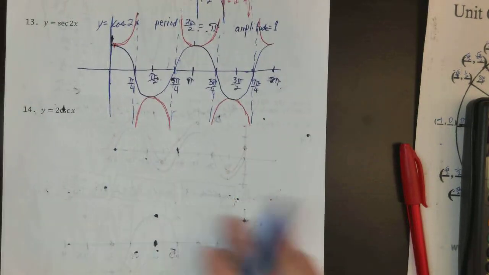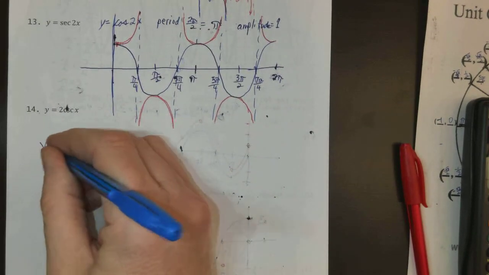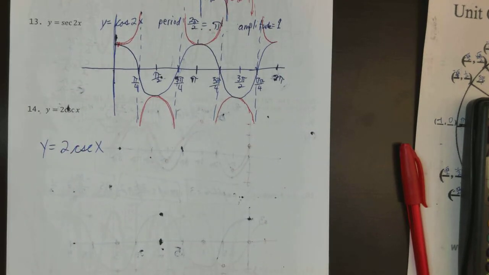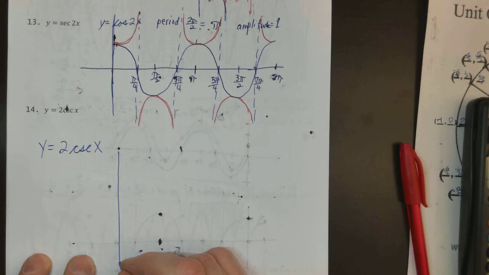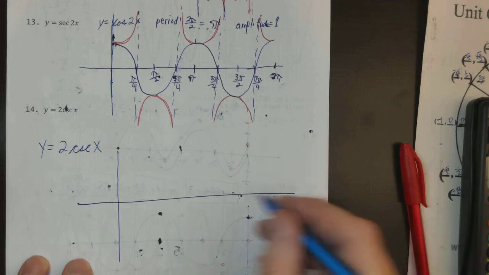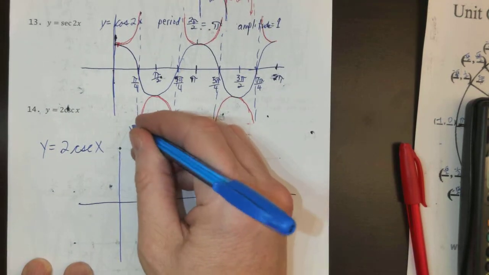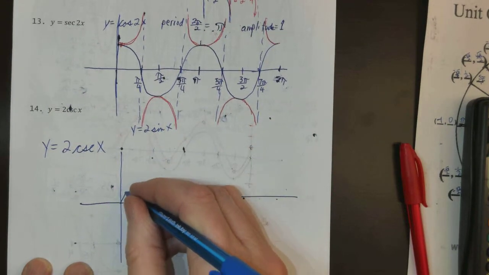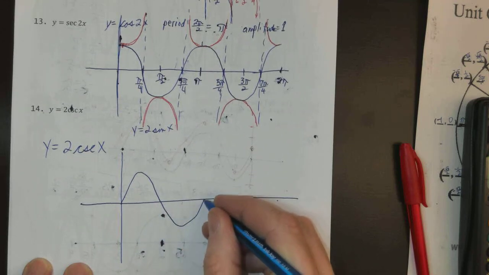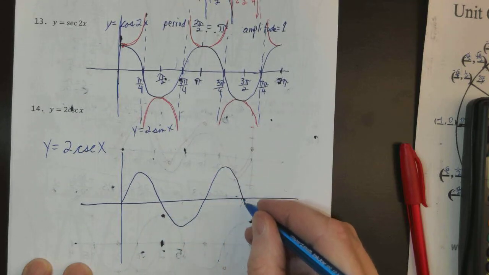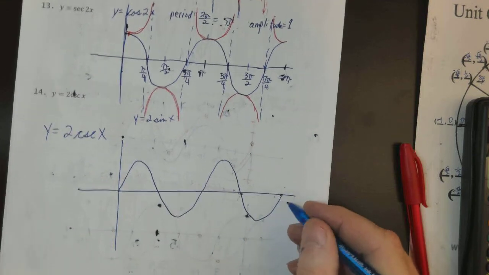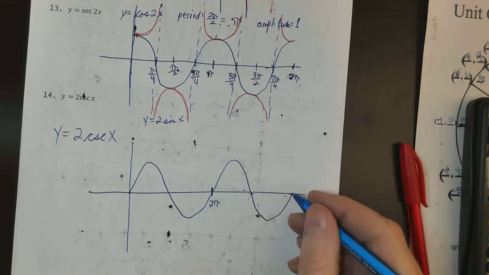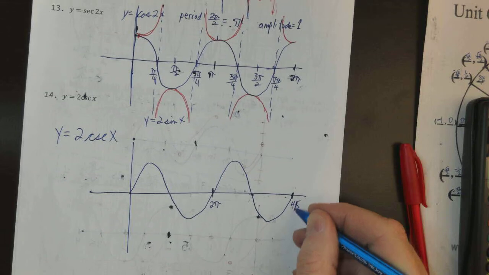Now, we're going to write y equals 2 cosecant of x. I'm going to make my amplitude 2. So I'm graphing y equals 2 sine of x. And we'll come up. So I'm drawing a sine curve. There's one. We are supposed to do 2 periods, so I'll draw another period here. And I'll label. Here's 2 pi here. It's a regular sine curve. This is 4 pi.